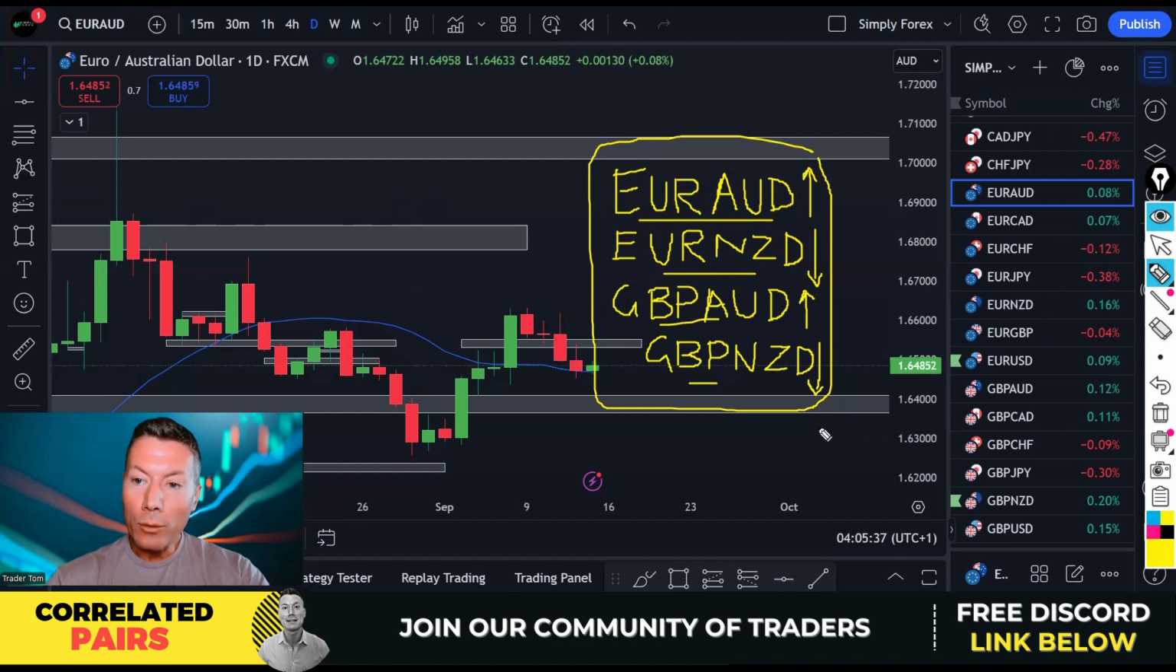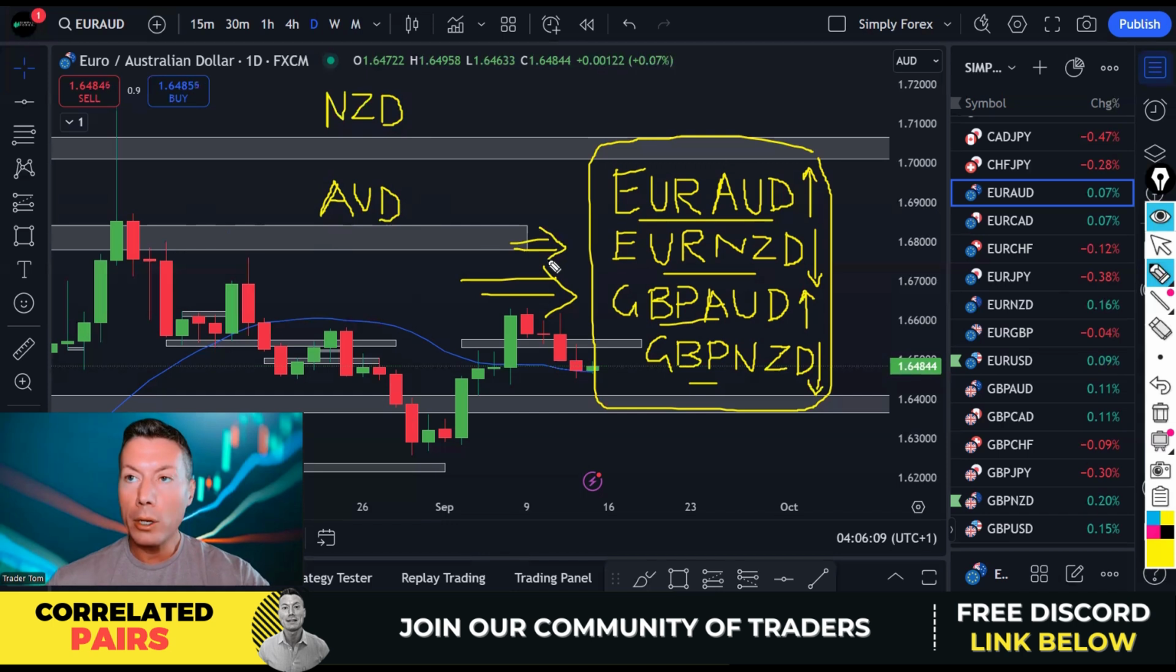Okay. Now, before I show you these, just think about that for a second. If I want to buy Euro Aussie dollar, buy Pound Aussie dollar, sell Euro New Zealand dollar, sell Pound New Zealand dollar, then clearly New Zealand dollar is the strongest currency out of all of these in here, right? And Aussie dollar is the weakest currency out of all of these in here, right?